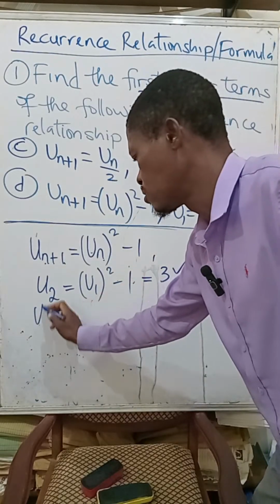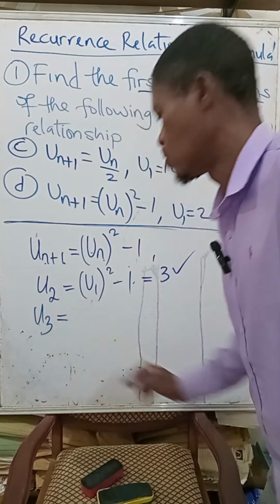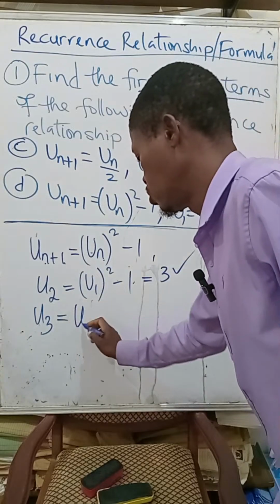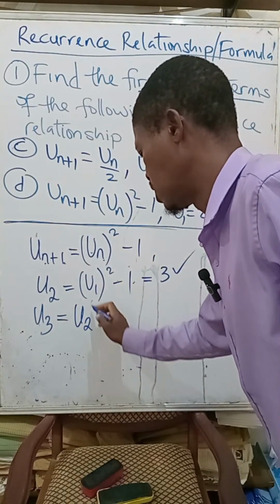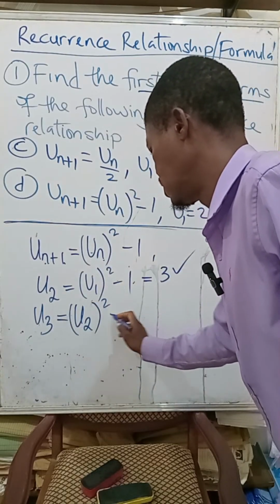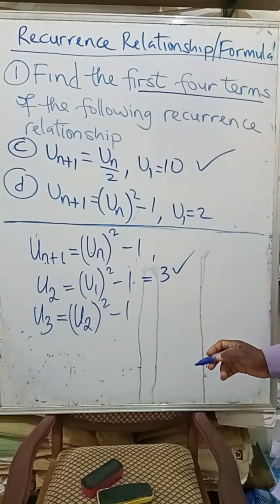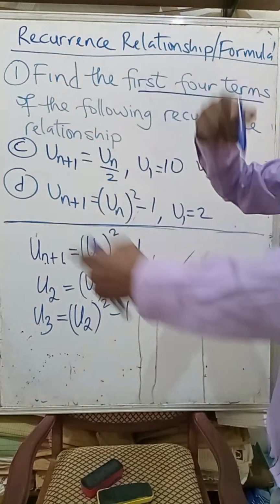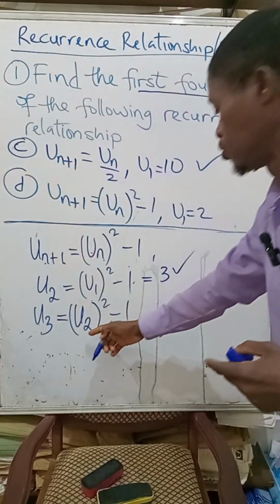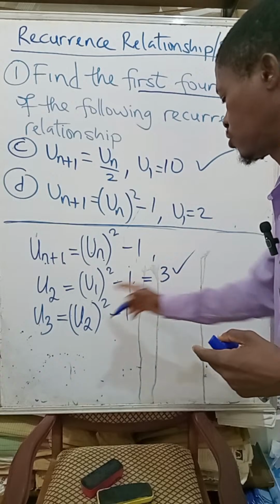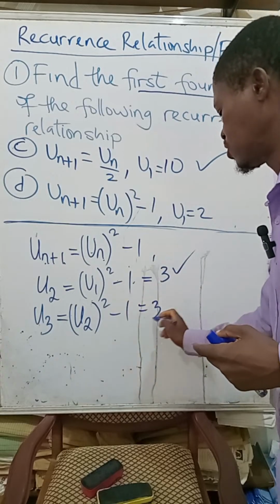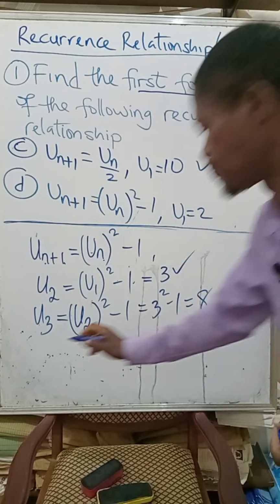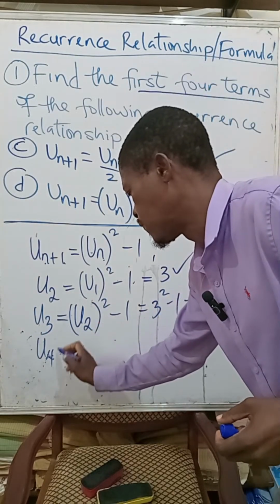Let's get u3. For u3, n is 2. That's u subscript 2, square that, and then minus 1. You're going to be using your previously calculated value. Your u2 is 3, squared. That's 9. That's 3 squared minus 1. That's 8.